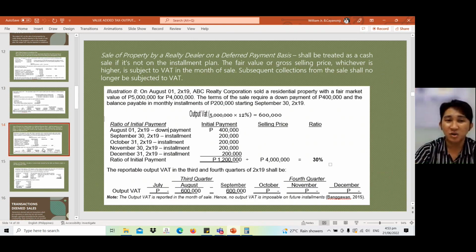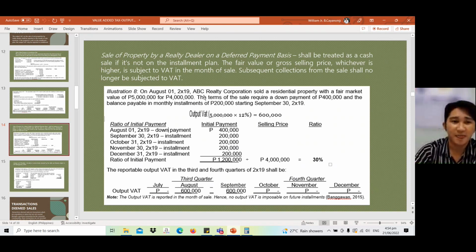To continue, sale of property by a dealer on a deferred payment basis. Ito po, class, diretso po, agad-agad po natin siyang i-report on the month of sale if sumobra na po siya, or hindi na po siya qualified for installment payment. So, this shall be treated as a cash sale if it's not on installment plan. The fair value or the gross selling price, whichever is higher, is subject to VAT in the month of sale. So kung hindi siya pasok doon sa installment recognition, agad-agad talaga, right after the month of sale, doon mo ibabayad lahat-lahat ng VAT.